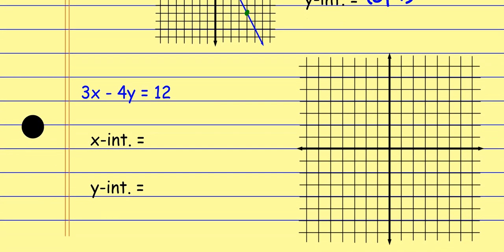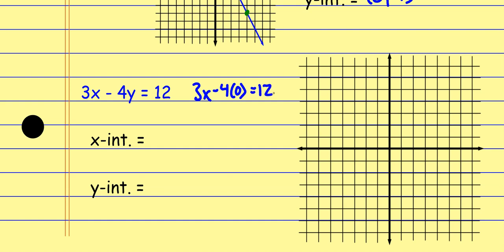For example, if I look at this one, I want to find the x-intercept and the y-intercept. This time I have to do it algebraically. I have to plug in. So the x-intercept is when y equals 0. So what I'm going to do is plug a 0 in for y. So I do 3x minus 4 times 0 equals 12.